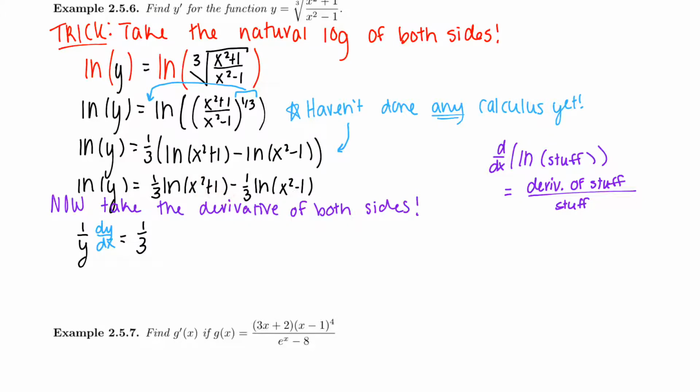So for this guy, the derivative of x squared plus 1 is 2x, and then the inside is x squared plus 1, minus 1/3. The derivative of x squared minus 1 is 2x, over the inside, which is x squared minus 1.